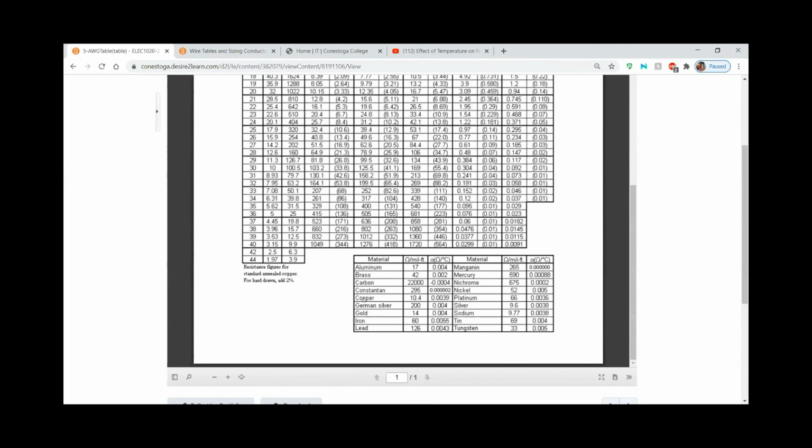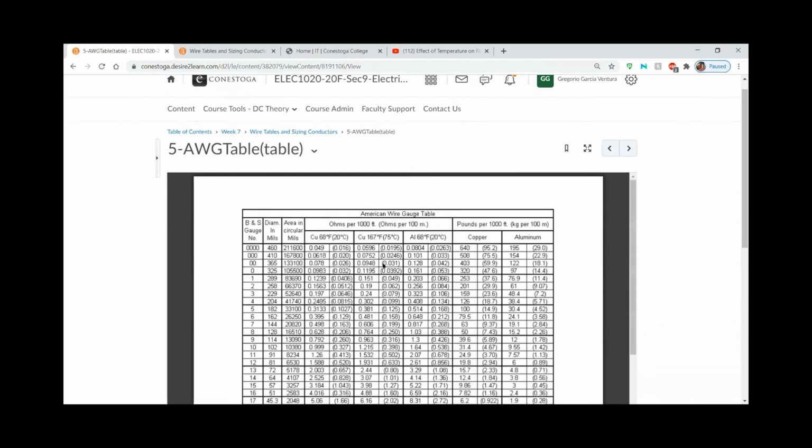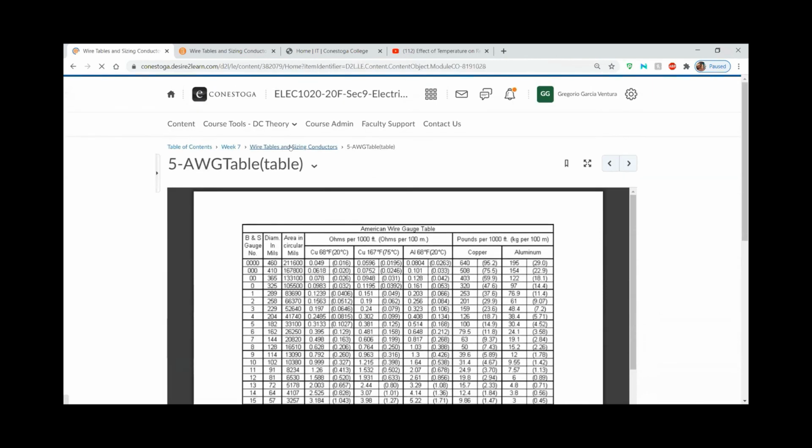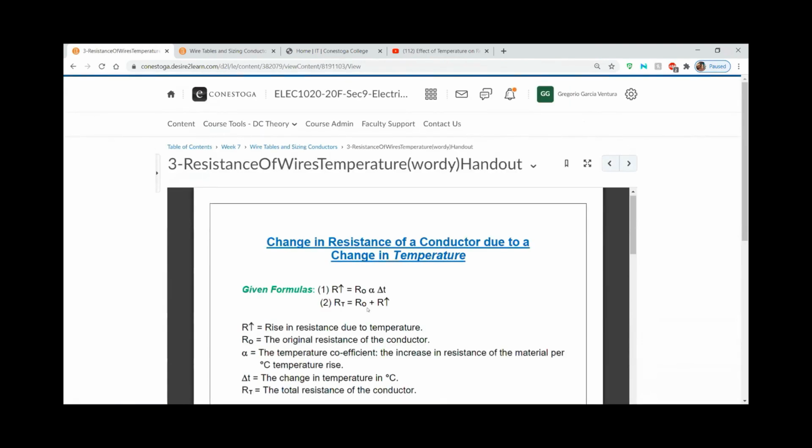If you are going to be using copper, your alpha factor for copper is 0.0039. For aluminum, it's 0.004. Let's keep in mind that we have the 0.0039 for copper. So let's go back here. When we apply this formula, we would be using that 0.0039 for the alpha right there.